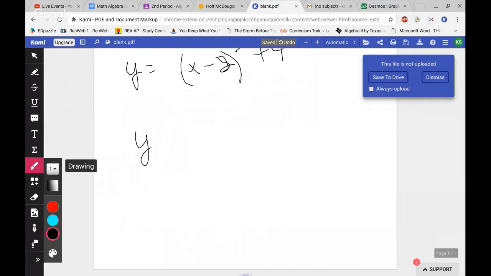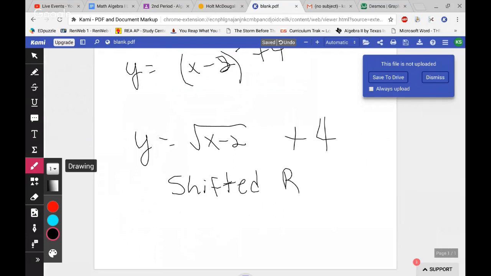All right, so let's say on the assessment tomorrow, I have x minus 2 under the square root plus 4. I would want you to tell me that the graph is shifted right 2 and up 4. Does that make sense?